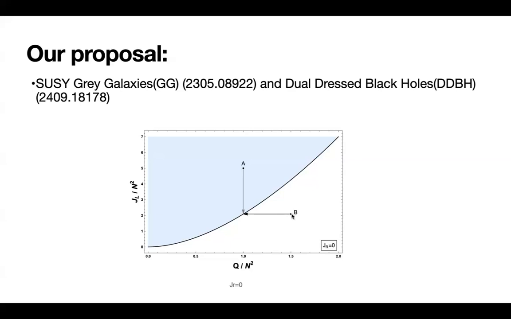Similarly, on the right hand side, we can dress a black hole with a dual giant graviton which carries very large angular momentum along S^5. So we have supersymmetric versions of dual dressed black holes below the black line. And therefore, we see that using these two solutions, we have covered the full two-dimensional space.